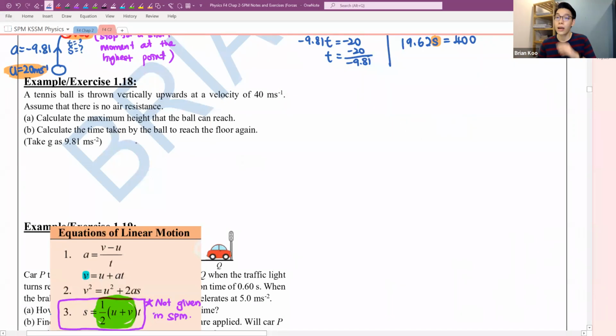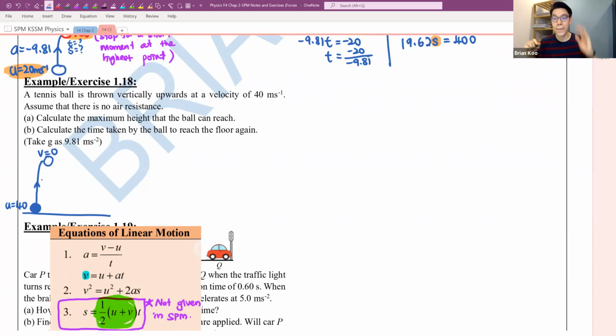Okay, a tennis ball is thrown vertically upwards at a velocity. So again, I only want to start when the ball starts to move. That means at the beginning, the velocity is 40 when it starts to move. And then by the time you reach the top, it would be 0. Okay, it will be 0.